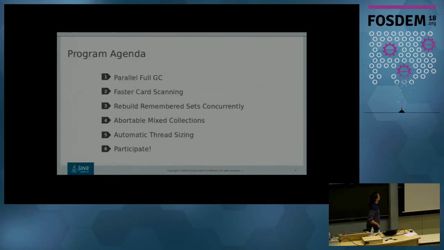Anyway, I've brought with me 5 improvements we've been working on since JDK 9 and a call for participation, because we think that the JVM lives and dies by your input, and I'm going to tell you what you can do. But let's start. So first, parallel full GC.